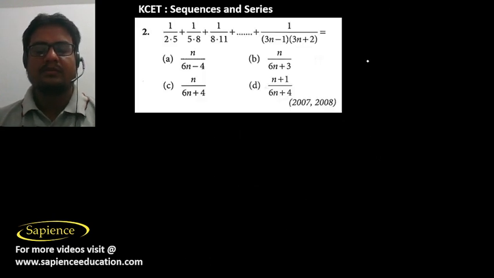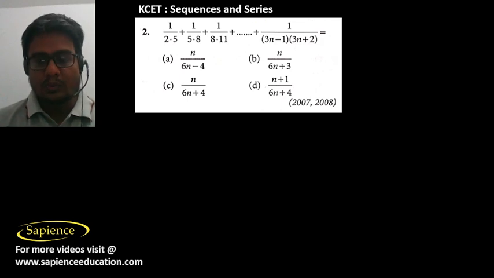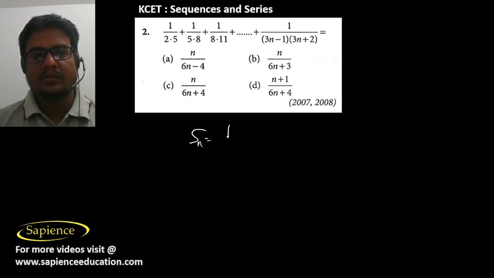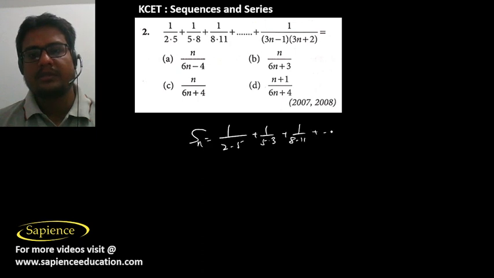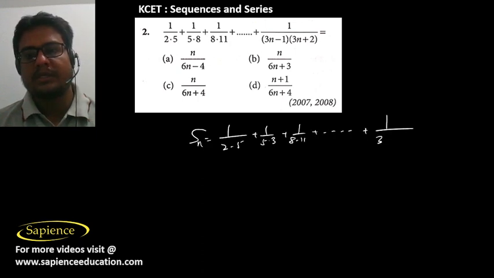Then we shall solve question number 2. So here Sn is equal to 1 by 2 into 5 plus 1 by 5 into 8 plus 1 by 8 into 11 plus till 1 by 3n minus 1 into 3n plus 2.